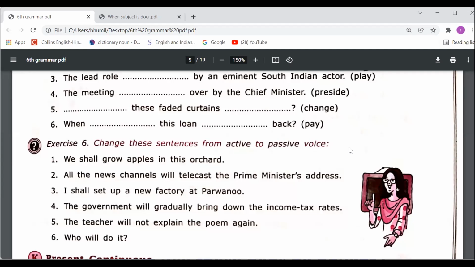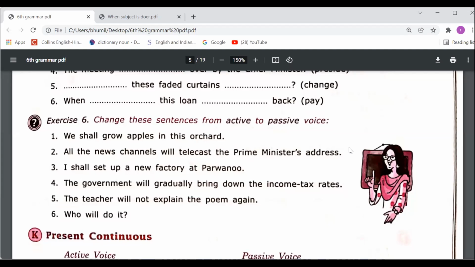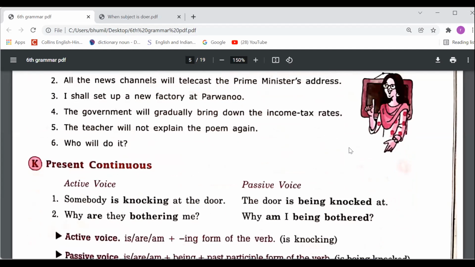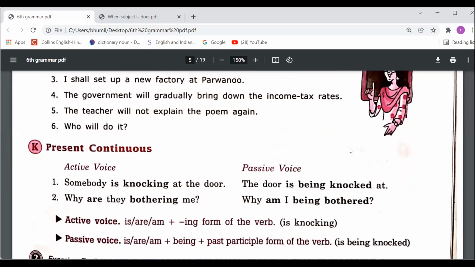Right? Second sentence: all the news channels will telecast the Prime Minister's address. We need to say this sentence in the passive voice: the Prime Minister's address will be telecast. The third form of telecast is the same, telecast. Again, I say the sentence: the Prime Minister's address will be telecast by all the news channels. Right? So in this way you have to do this exercise. For today's homework, you have to do exercises number 4, 5 and 6.